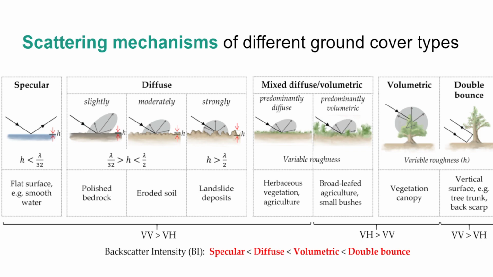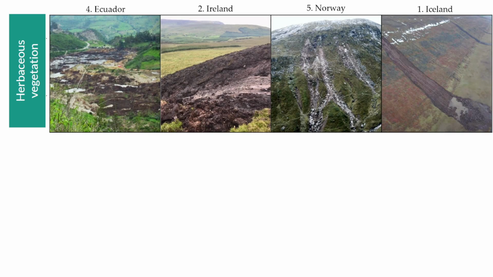For most, the differences are more sensitive, and you can see it more clearly in VV polarization, which is copolarization, although changes in volumetric scattering are more sensitive in VH, or cross-polarized, band. So starting with herbaceous vegetation, you can see some examples here of landslides in herbaceous vegetation.